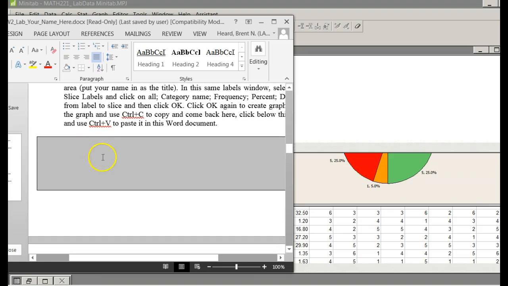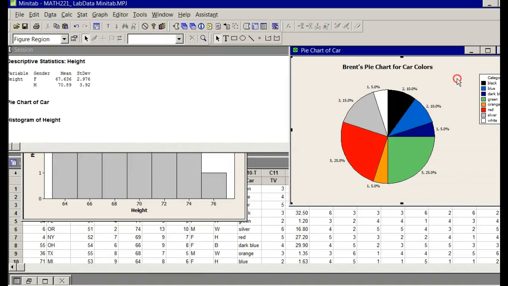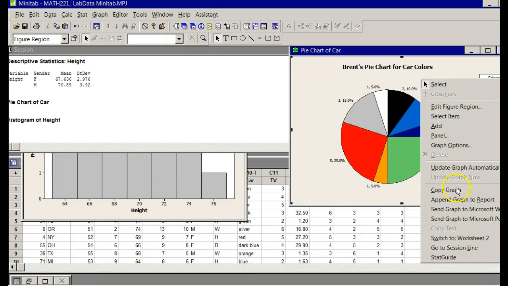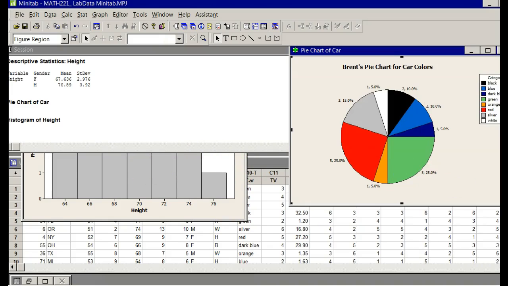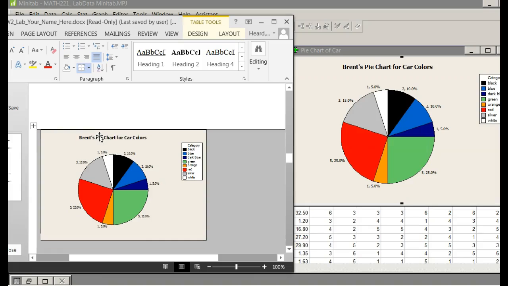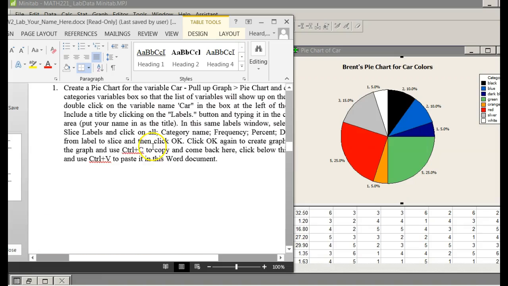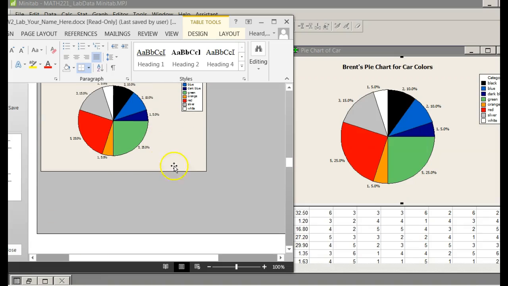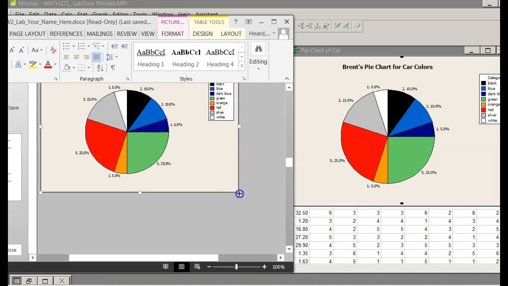Our first question was this pie graph. Let's take a look. There's my pie graph. How do I get that in there? Copy graph, then go back. Paste it into number one. And there it is, just pretty as you please. Maybe make it a little bit bigger.